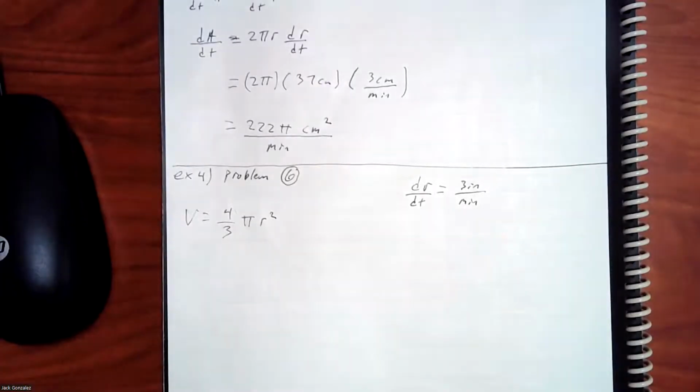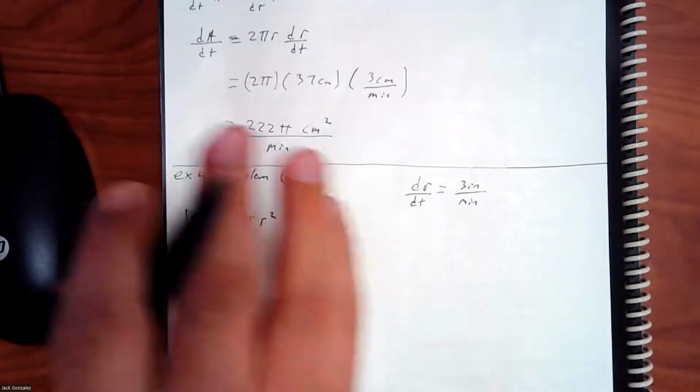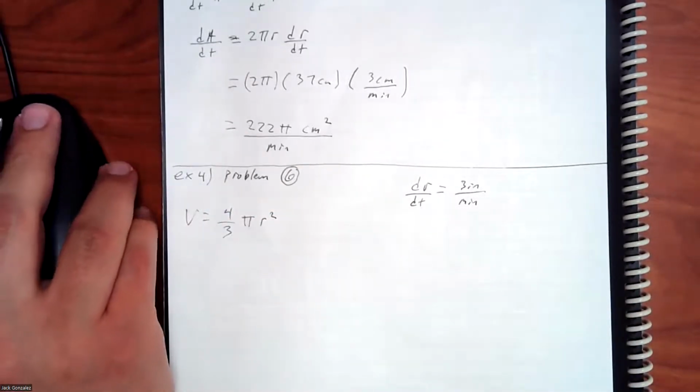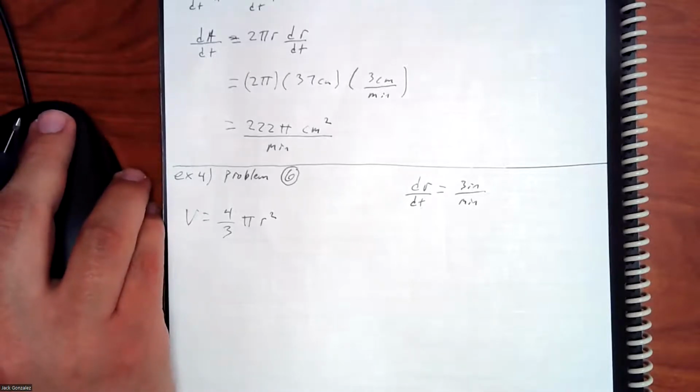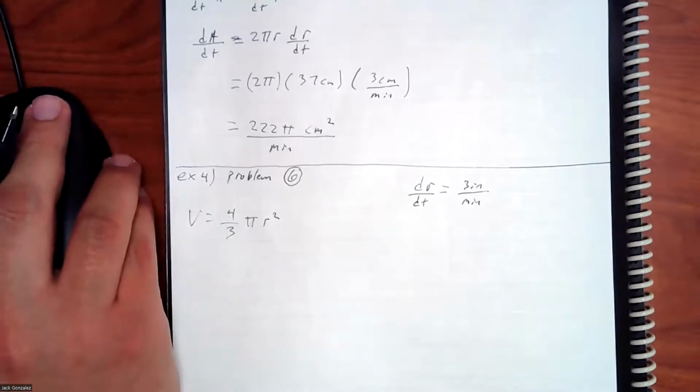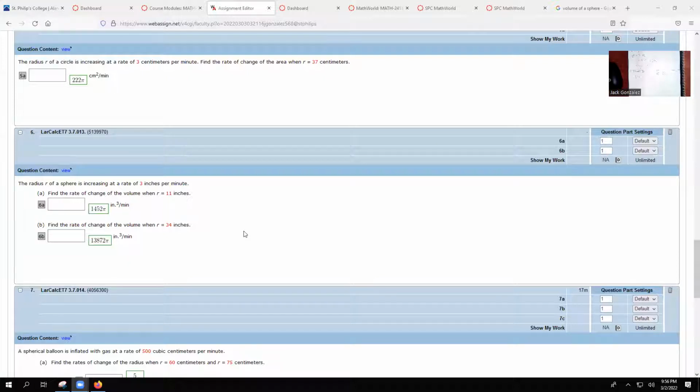All right, so the question said, find the rate of change of volume when r is 11. So in this case, it would be d/dt, right? For the volume, dV/dt equals... So take the derivative of both sides with respect to time.